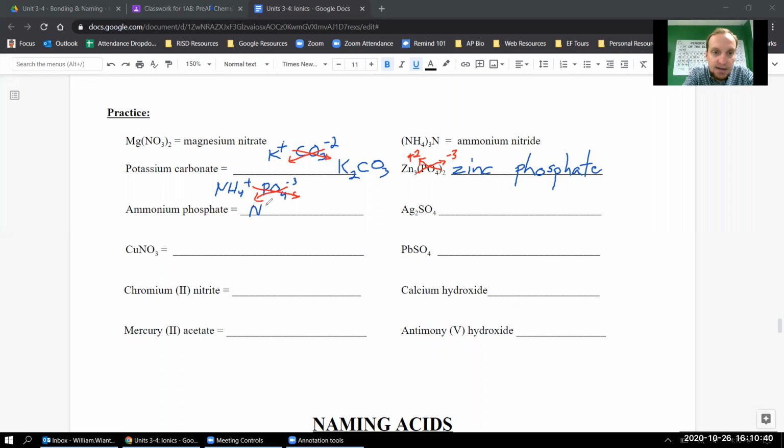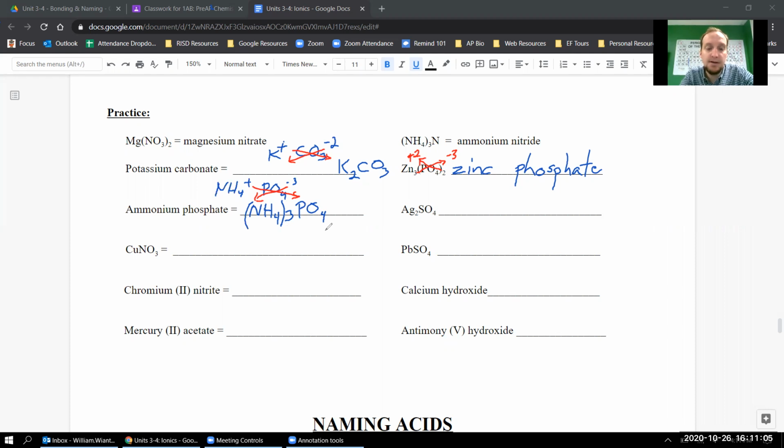So now I have NH4. Notice I need to move a 3, so I am going to need a parentheses there. And then I'm going to have PO4, which is phosphate. I would put a 1 there, but again, a 1 is assumed. I don't need to write the 1, therefore I do not need the parentheses. So ammonium phosphate is (NH4)3PO4.